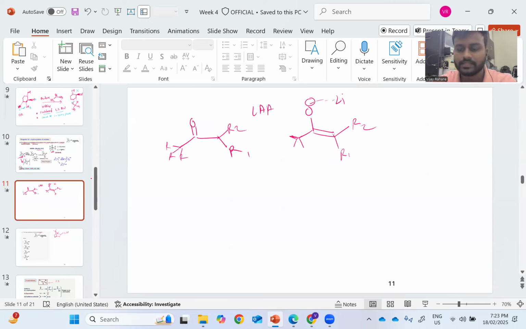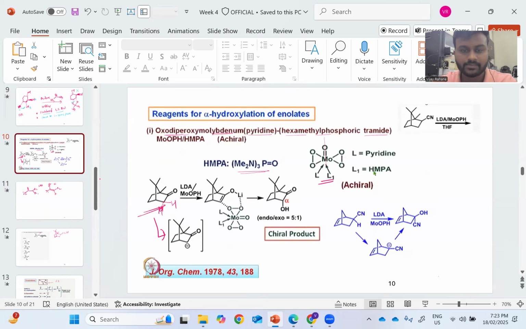So this is the enolate. In a similar manner, here also the enolate gets formed. But let's say once the enolate is formed, it gets chelated with the lithium, and since we are adding this molybdenum complex, it forms a six-membered cyclic structure.